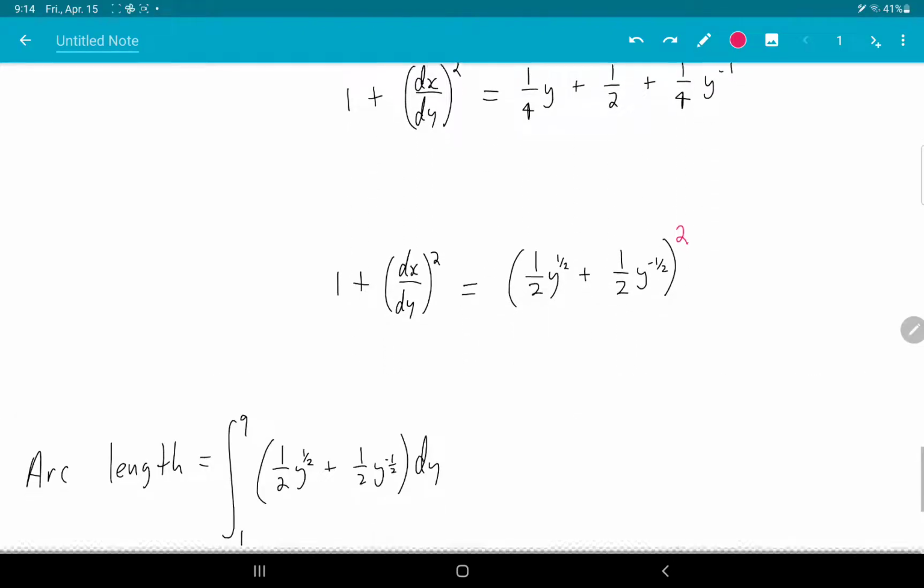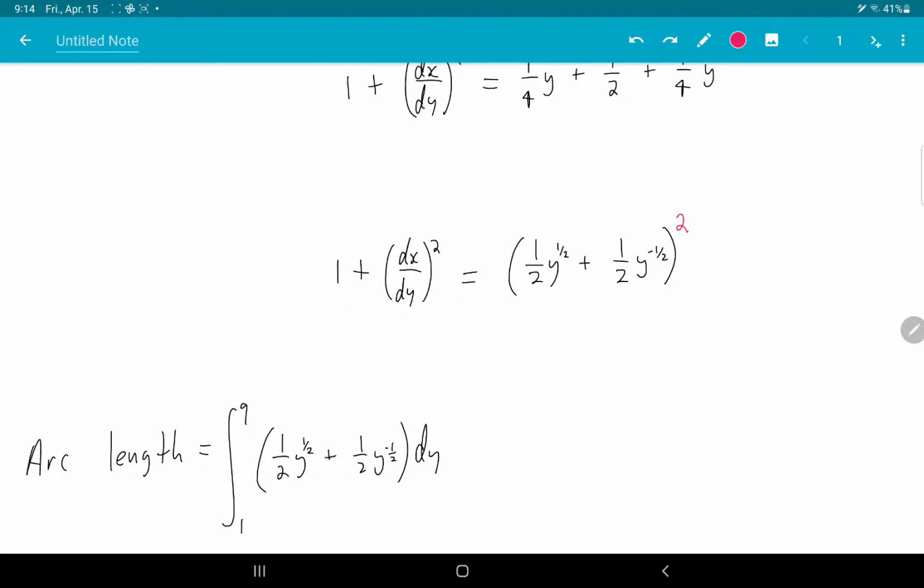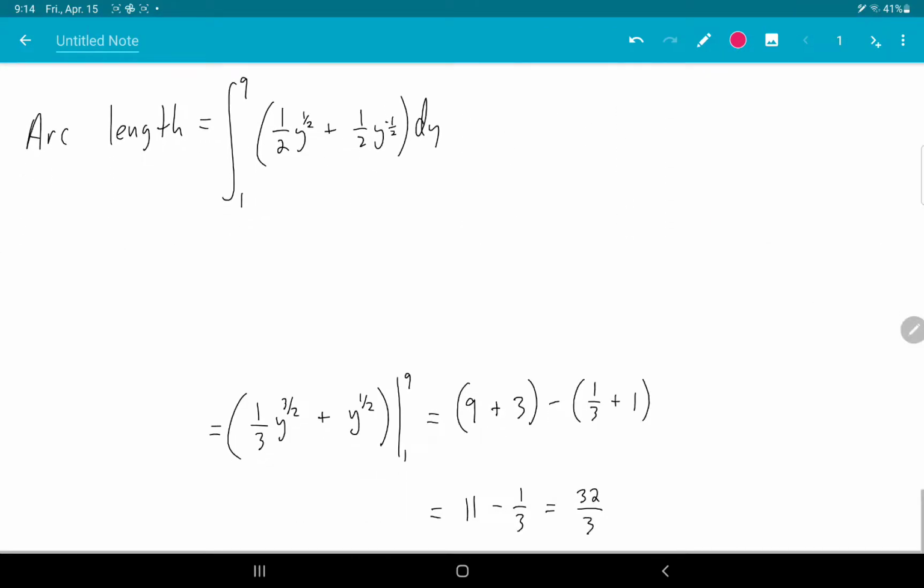All right, throw that into my arc length formula. Okay, the arc length formula is just this as the integrand except square rooted. So the 2 disappears. And then nothing left to do but to work this out.